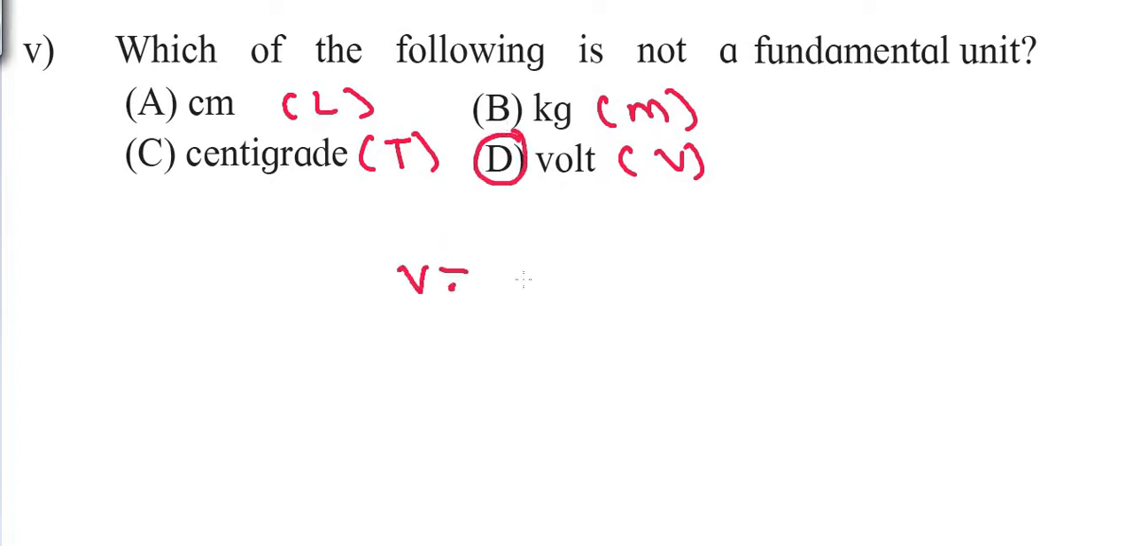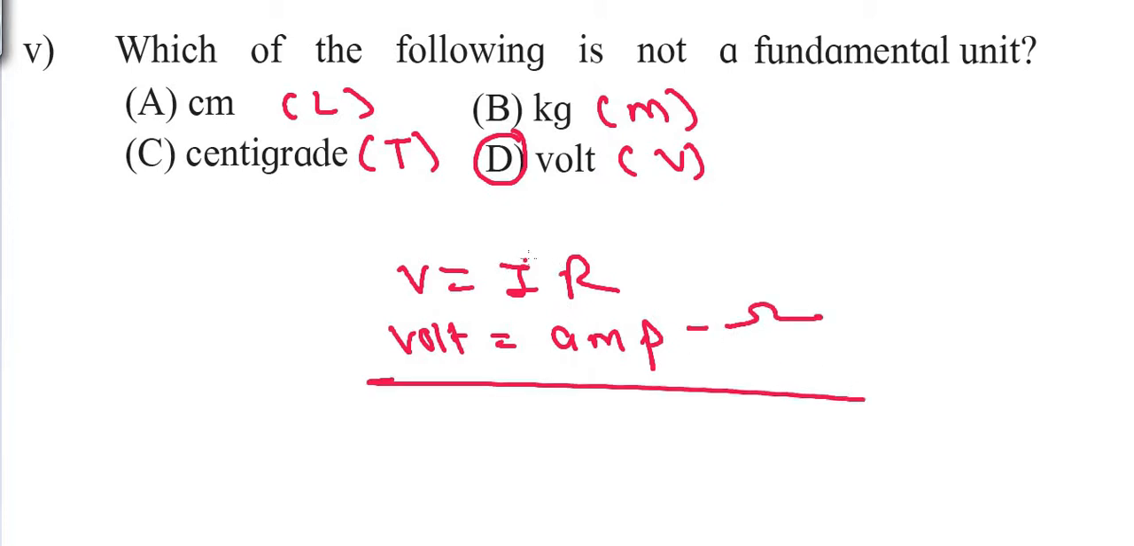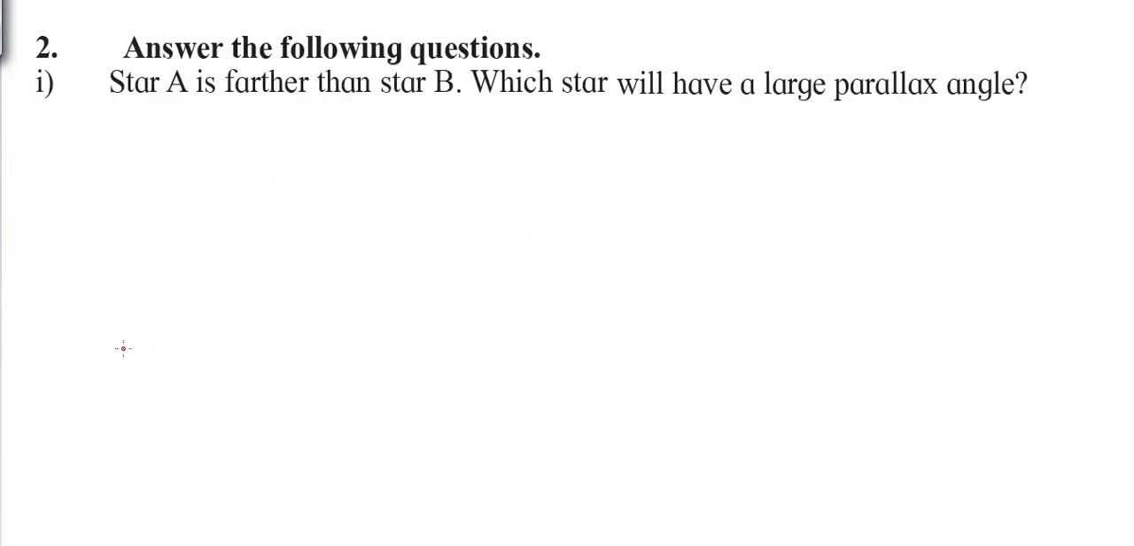So V is given by V is equal to I into R. So volt is equal to ampere, unit of current, multiplied by ohm. So here ampere, that is current, is a fundamental quantity. Volt is not a fundamental quantity. So the correct option is D.